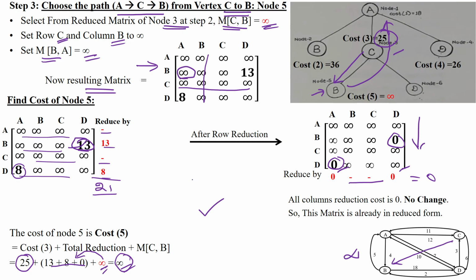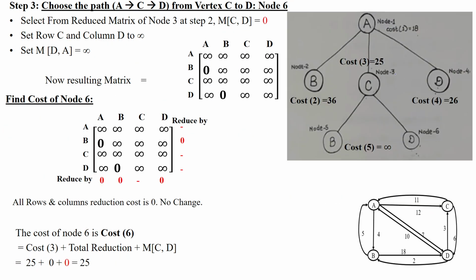Then what is the next possibility? So the cost of the node 5 is updated as infinity, and another possibility is c to d, right? So when you are updating c to d, again you have to get the value of M of c comma d of the matrix of node c. Then you have to make row c and column d as infinity, and M of d comma a. After reaching d, the second time you should not visit a. That's why we are making this path as infinity. So M of d comma a, this position we are making as infinity.